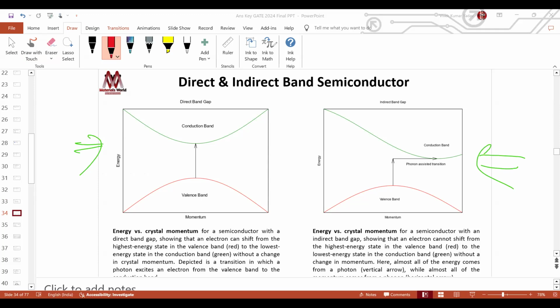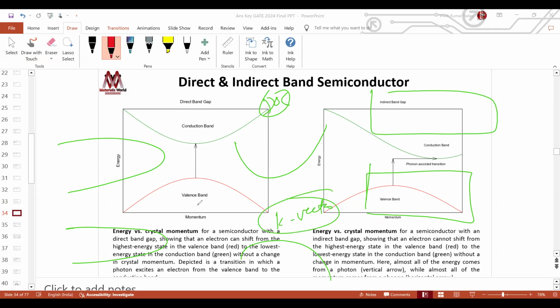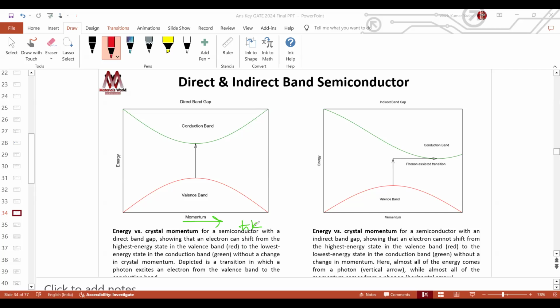So what is the band? We know it like this, but actually in DOS form they are like this, and in probability of occupancy they are like this. And in k vector space, meaning momentum space, they are like this. So here this is momentum, that is h cross k. So we can also write k vector here. This axis is the k value, or momentum. This is energy.